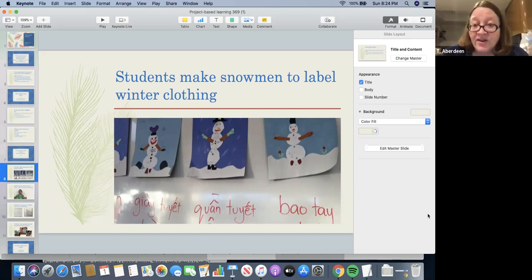Right. And you can see here clearly that all of the snowmen are alike, right? So there's very little freedom in this activity. The students still did it. They had great fun. They enjoyed it. It was a wonderful learning experience, but it was not a project. Okay. So here's the next one.